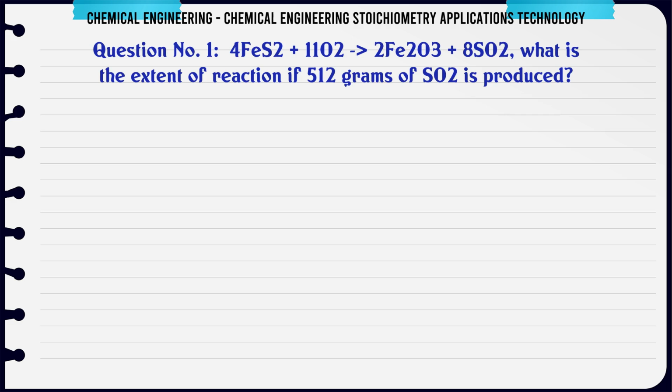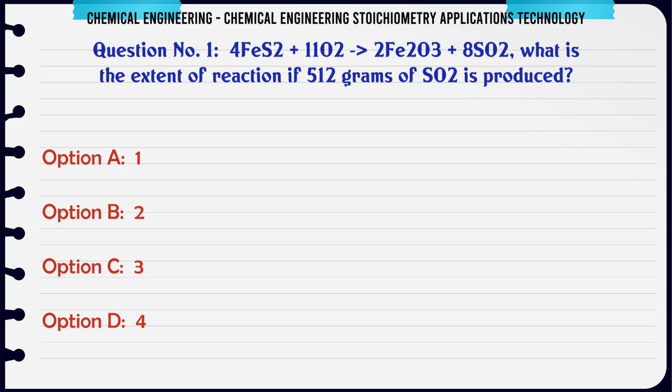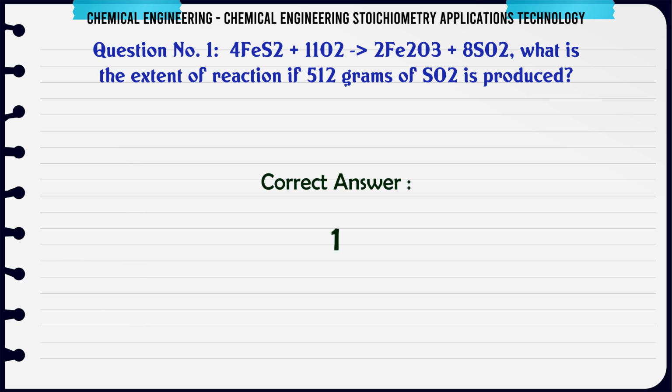4 FeS2 + 11 O2 → 2 Fe2O3 + 8 SO2. What is the extent of reaction if 512 grams of SO2 is produced? A 1, B 2, C 3, D 4. The correct answer is 1.